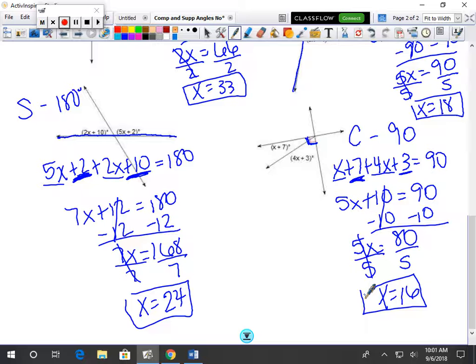So complementary angles are 90 degrees, supplementary angles are 180.